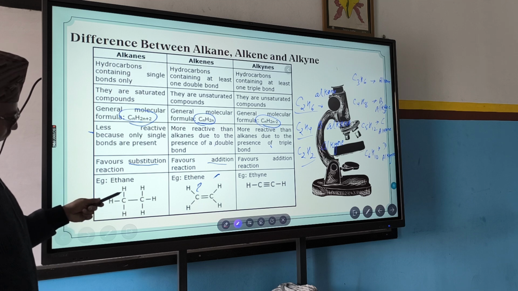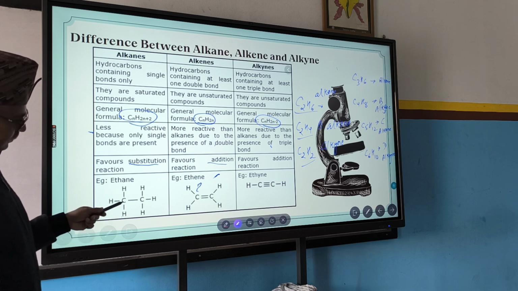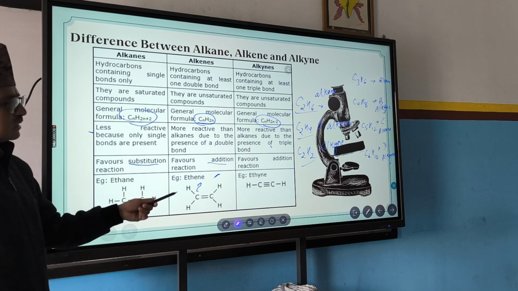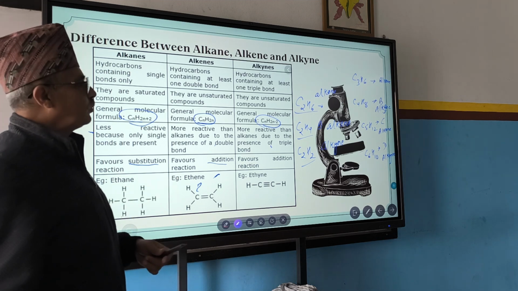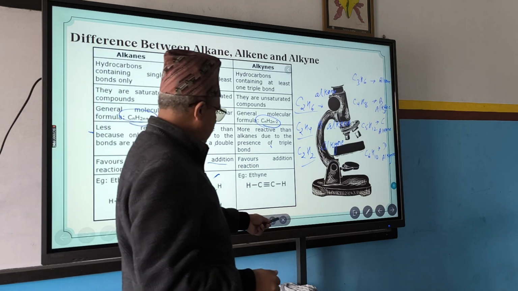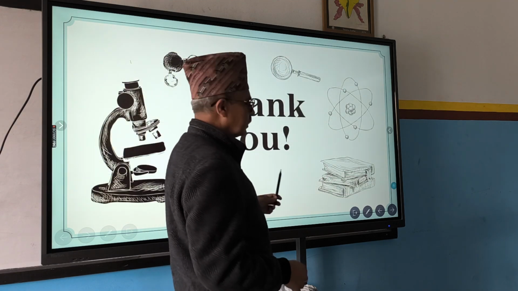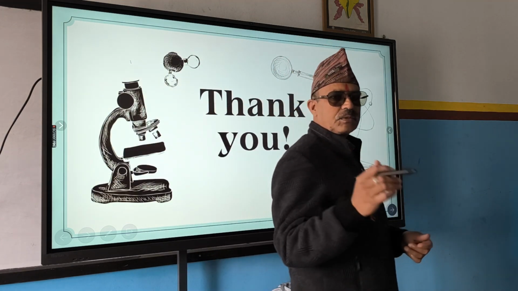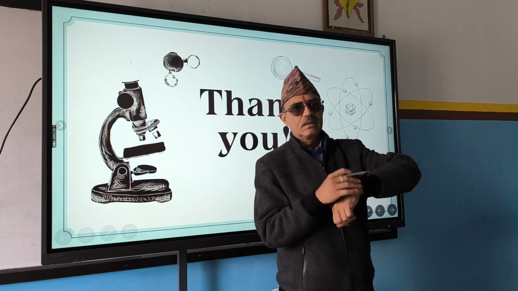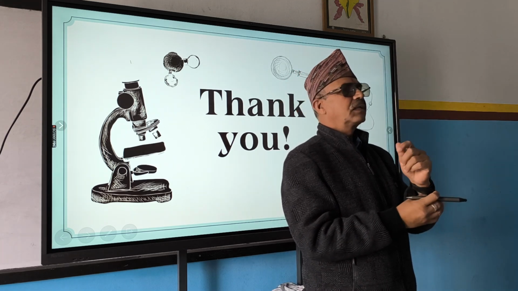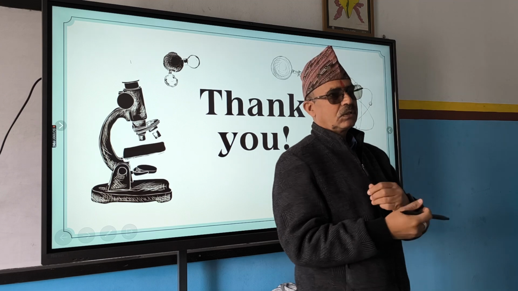Look at the example here: ethane, ethene, ethyne. But how does this naming come? Now I am going to teach you. How many minutes have gone? 17 minutes gone. This is very important, and I think it may take about 5-6 minutes.